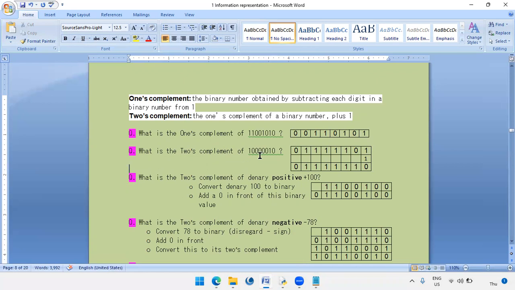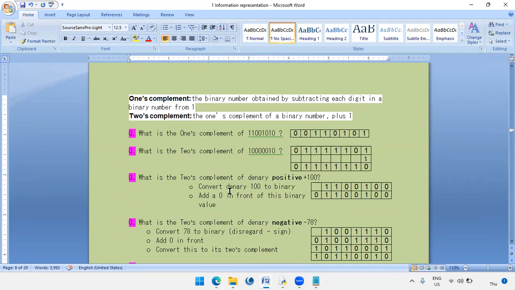What is the two's complement of this number? So first, you do the inversion. This one will become 0. And how many zeros? 1, 2, 3, 4, 5. So 5 ones. And this 1, 0 will become 0, 1. Add 1. So this is the two's complement of this number.